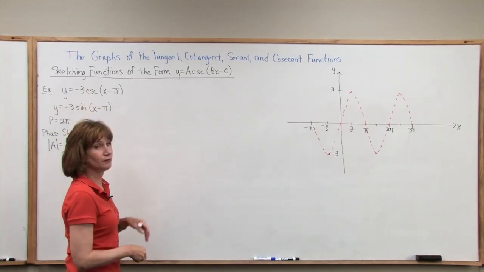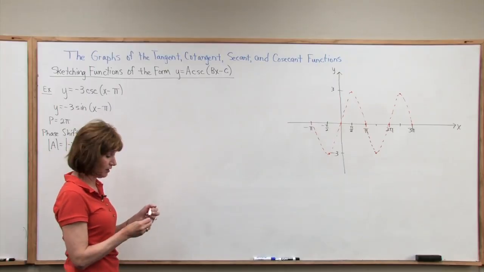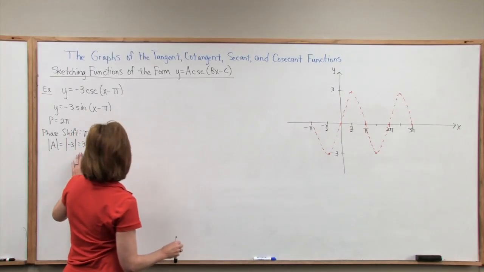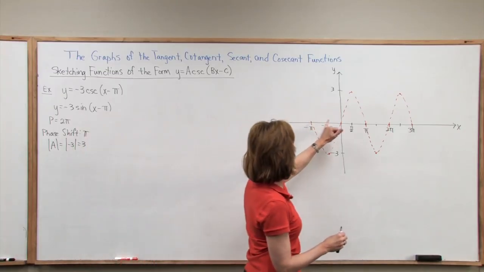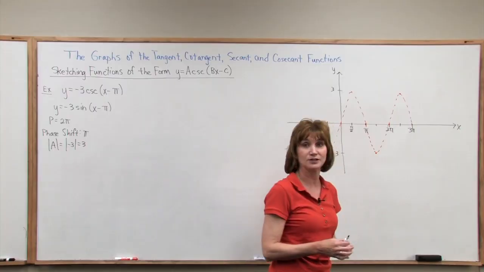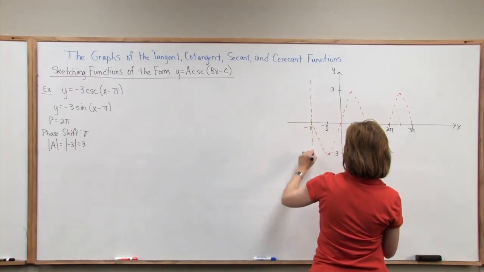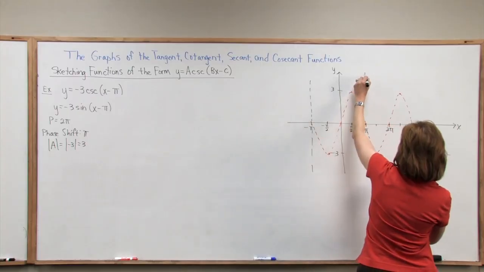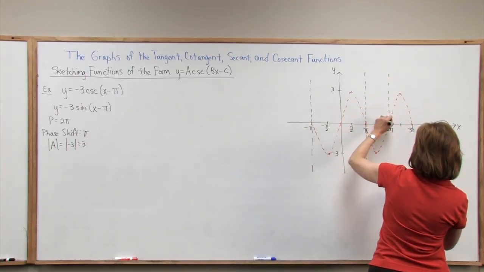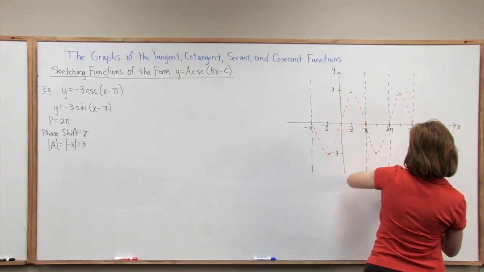We want to get the graph of the cosecant. If the sine is 0, then we know we're going to have vertical asymptotes. So every time the sine is 0, here at negative pi, 0, pi, 2 pi, 3 pi, that's where your asymptotes are going to be. So we have an asymptote here, we have one on the y-axis, we have one at pi, 2 pi, and 3 pi.